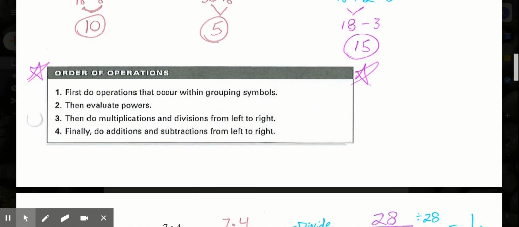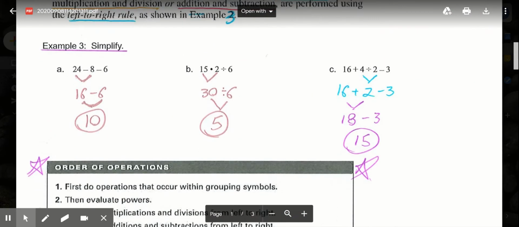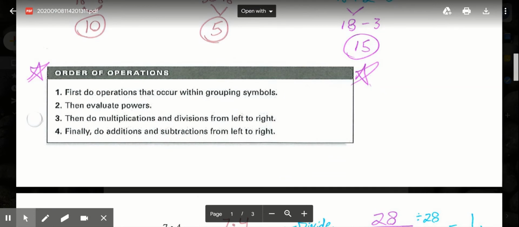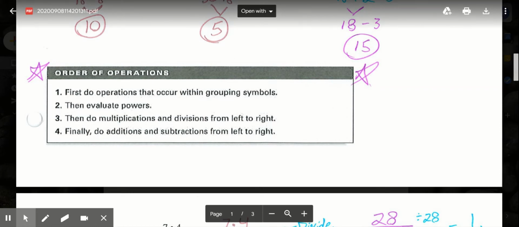So this box at the bottom is just taking GEMDAS and putting it into 4 steps. So first you do the operations in grouping symbols. Then we evaluate powers and exponents, multiplication and division left to right, and then finally addition and subtraction left to right.